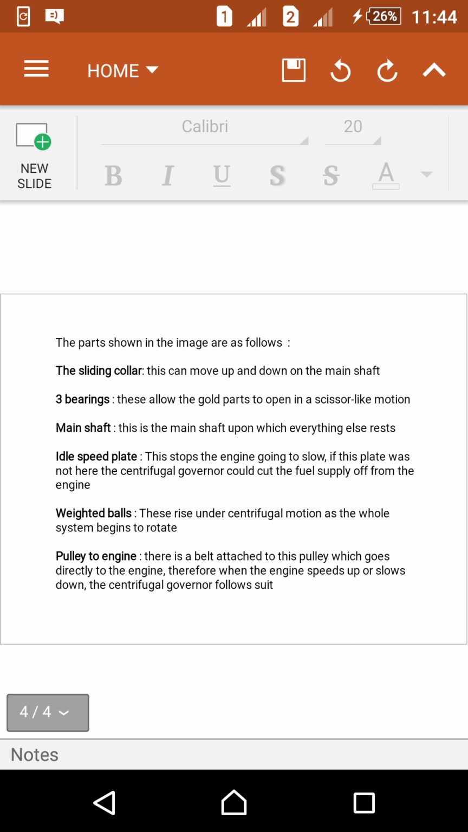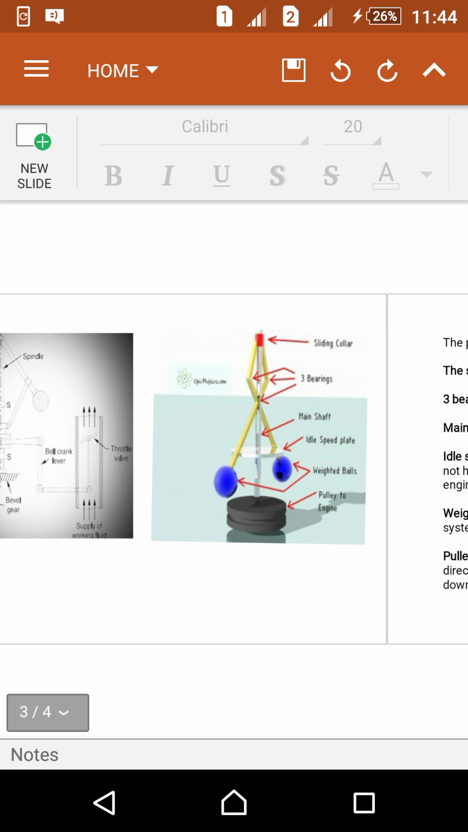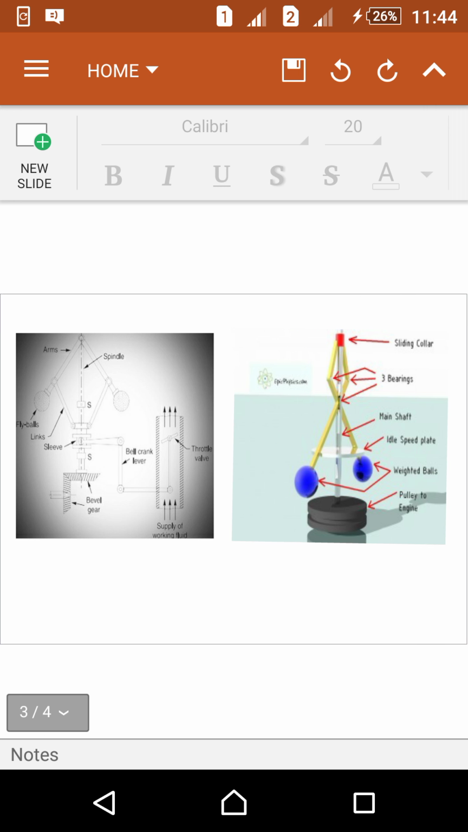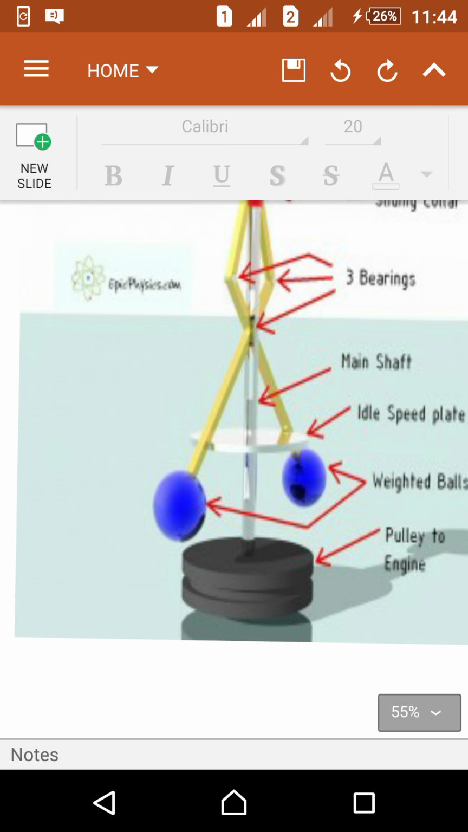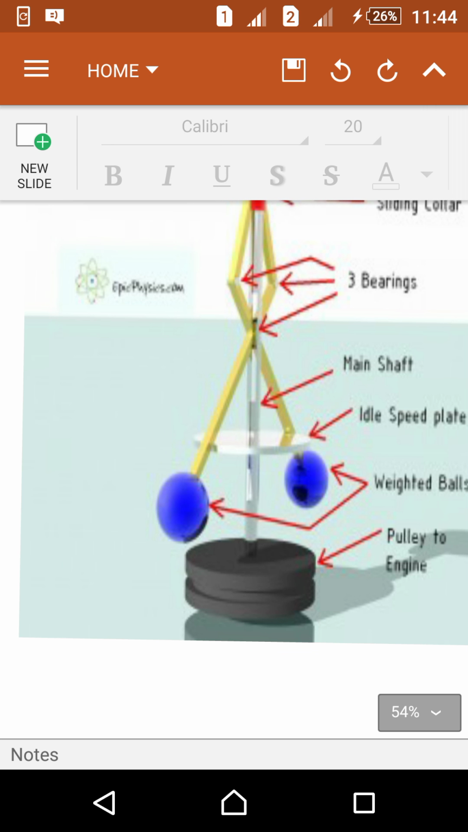And the next one is the weighted balls. These rise under centrifugal motion as the whole system begins to rotate. These weight balls are used to rotate the centrifugal governor and the engine also.